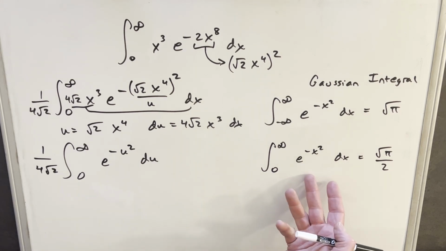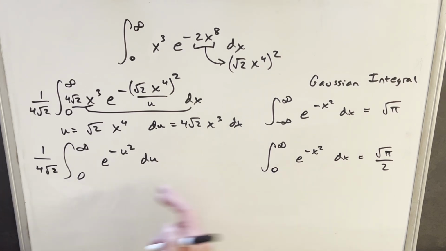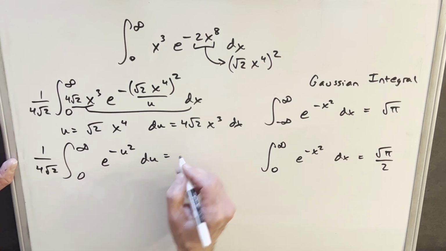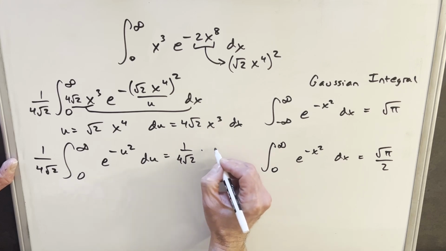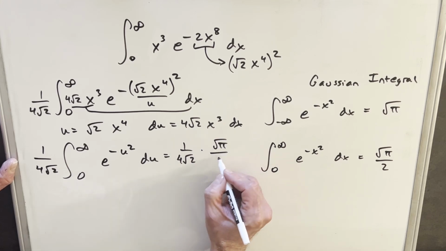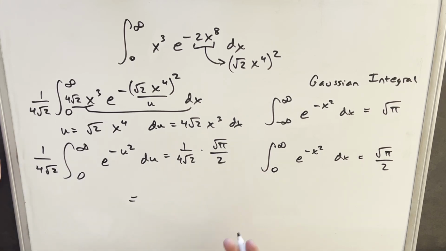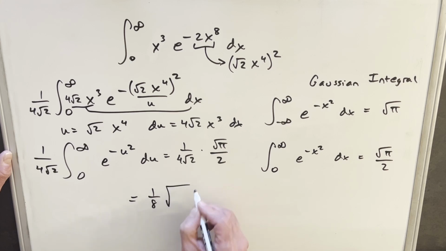And now we have this in exactly the form we want. So we know that this thing is square root of pi over 2. So let's see how this is going to work. We have what we have here. We're going to have 1 over 4 square root of 2 times square root of pi over 2. I think just to clean it up a little bit, I'll multiply this 4 times 2. We're going to have 1/8, and then we'll have square root of pi over 2.